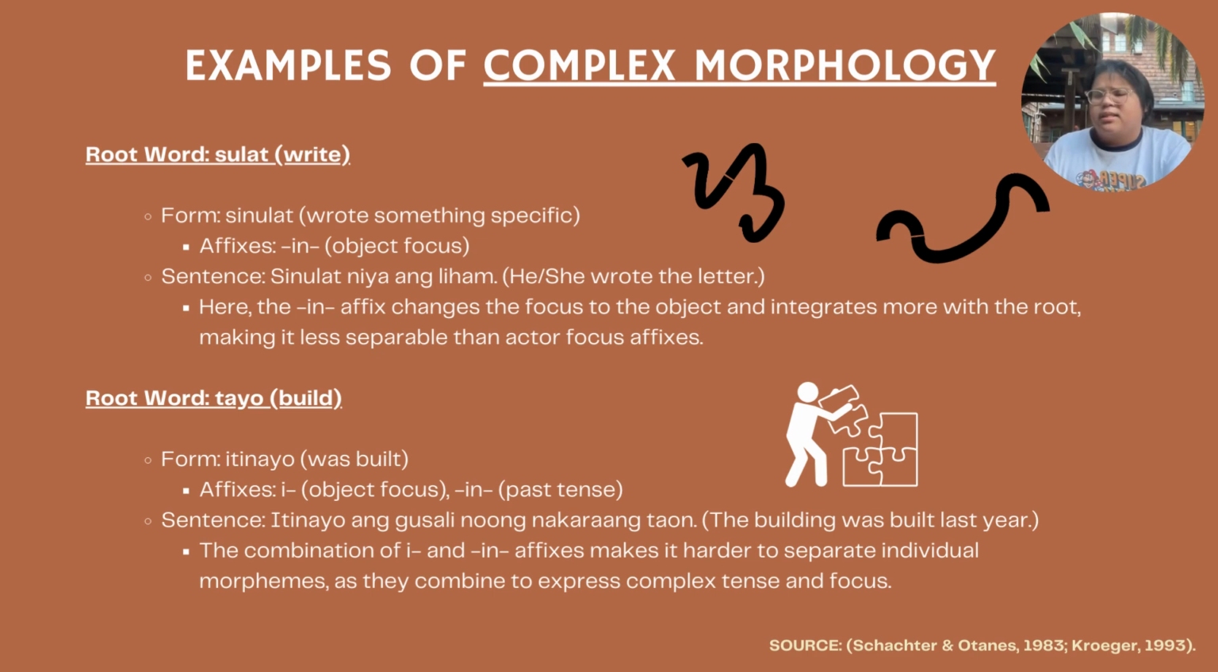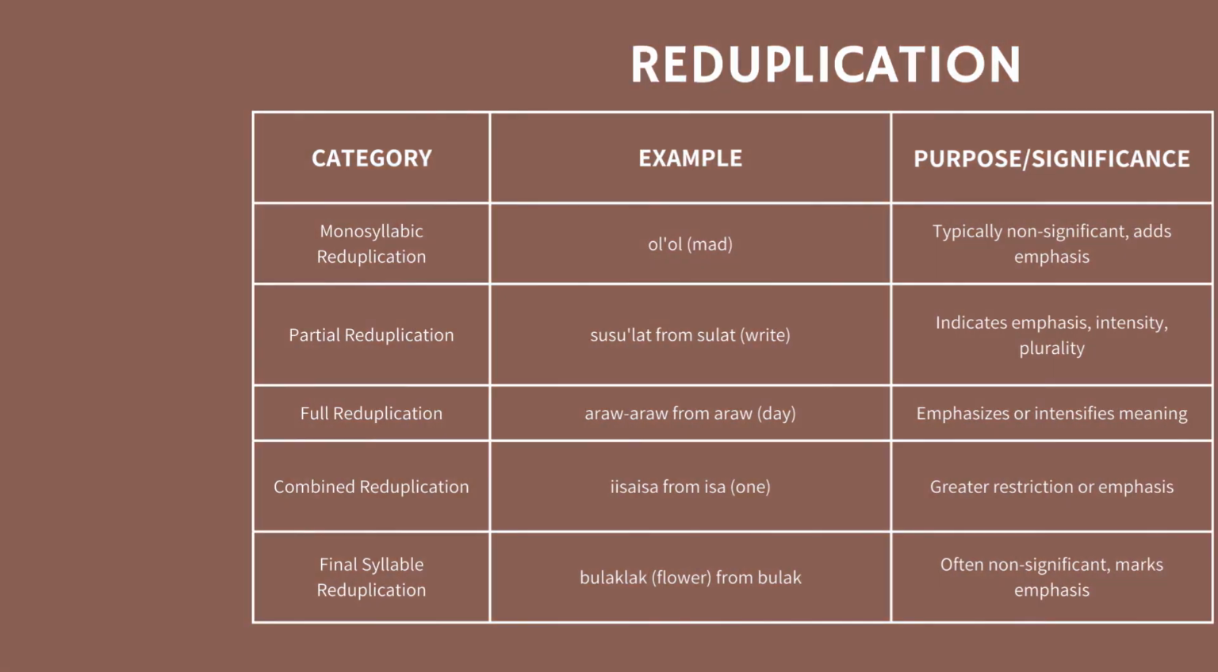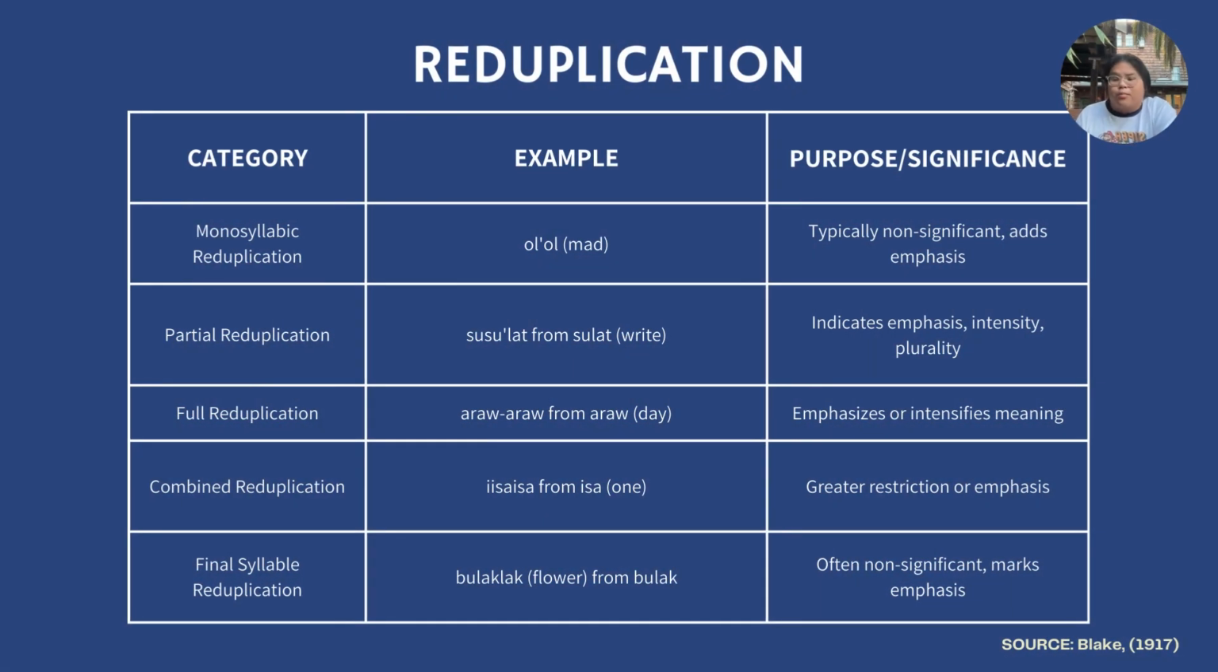Another example is tayo, meaning build, which becomes itinayo, meaning was built. So this transformation uses both the prefix i and an infix in, as seen in the sentence, itinayo ang gusali noong nakaraang taon, which means the building was built last year. So the combination of these affixes creates a complex expression of tense and focus, making it challenging to separate the morphemes. So reduplication is a very vital morphological process in Tagalog, and it involves repeating a whole or part of a word to convey different meanings.